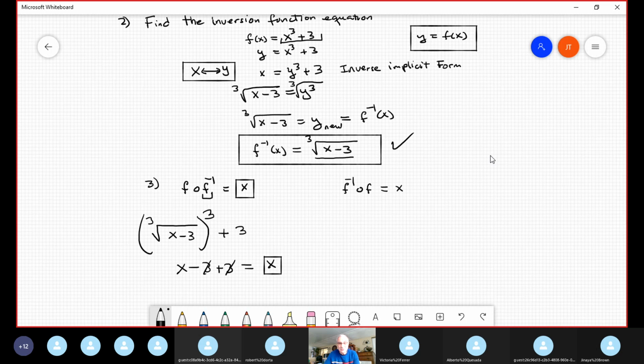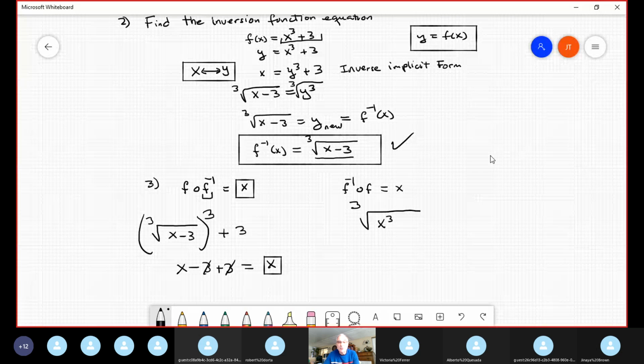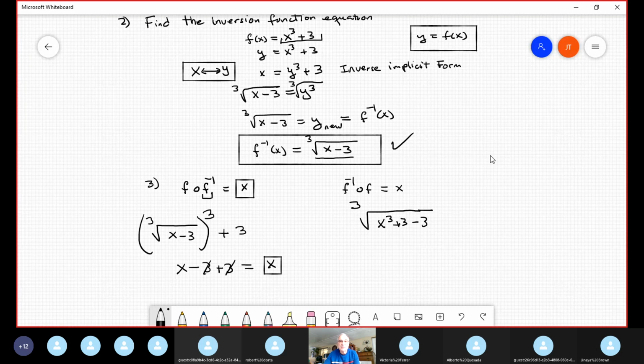Likewise, let's do it in the opposite direction. In the opposite direction is different. You plug x cubed plus 3 inside this. So, cubic root, no x anymore. It's x cubed plus 3 minus 3. You replace this expression inside the x.